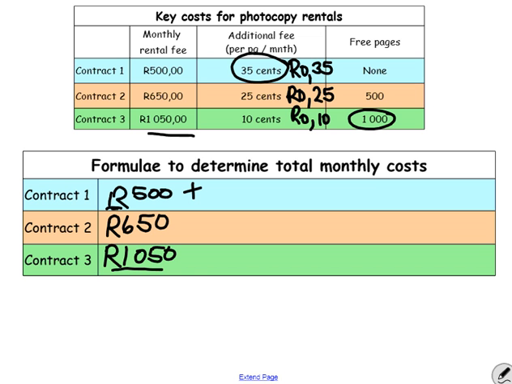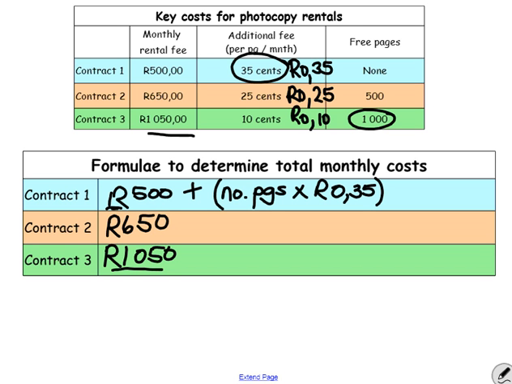So how do we work out what the cost is? Well, you're going to pay the fixed cost every month. And then over and above that, you have to pay per page. So if I look at contract 1, I don't get any free pages, so I'm going to have plus number of pages times by 0,35. So 35 cents times the number of pages you use, and then you add 500 Rand onto that.